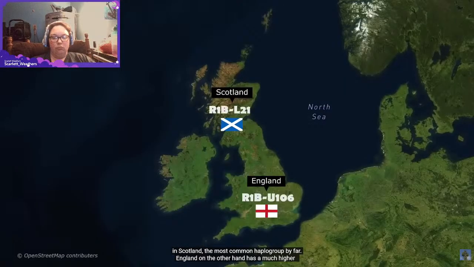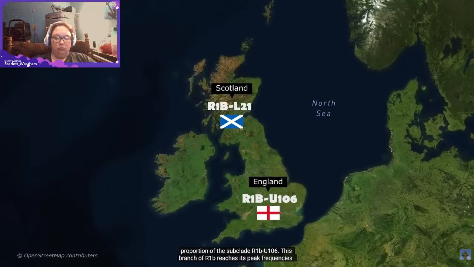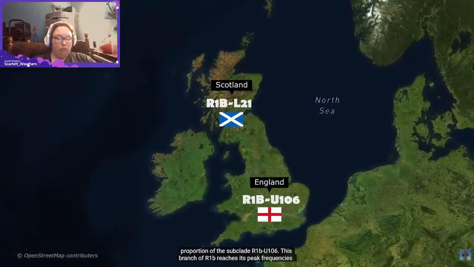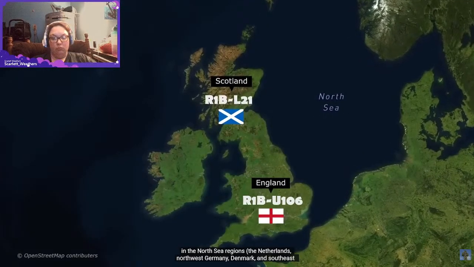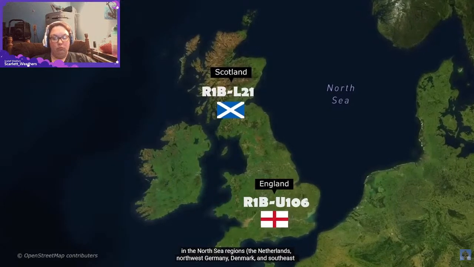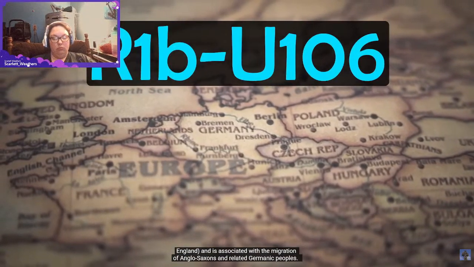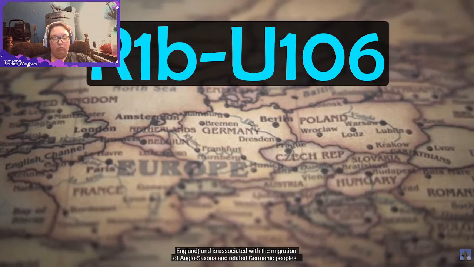England, on the other hand, has a much higher level of the subclade R1b-U106. This branch of R1b reaches its peak frequencies in the North Sea regions, i.e. in places like the Netherlands, northwest Germany, Denmark and southeast England, and is associated with the migration of Anglo-Saxons and related Germanic peoples.